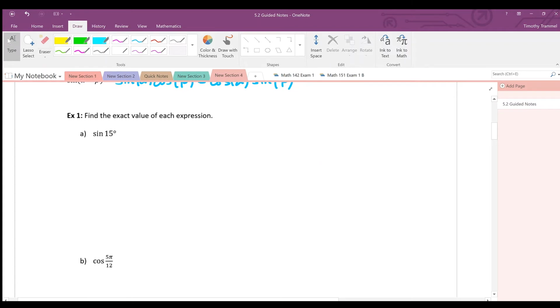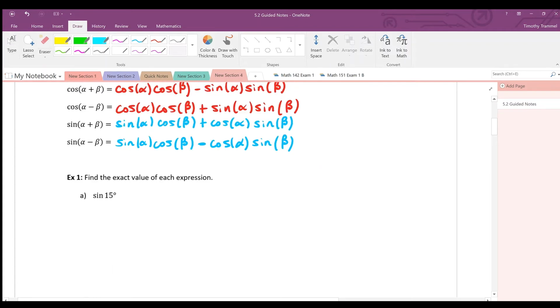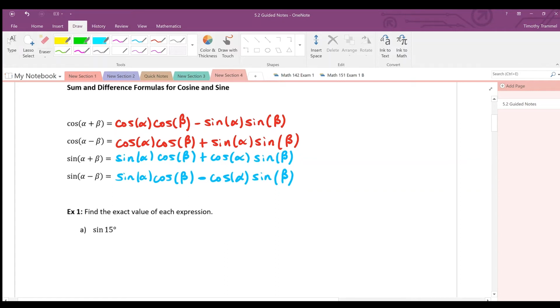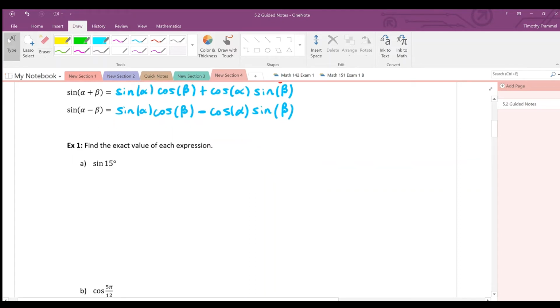Example 1, find the exact value of each expression. So we're going to see one application of these formulas here at the moment. There are many, but one of these is that now we can find the exact value of sine and cosine and tangent of varying angles. Not necessarily of every angle, but if we can rewrite 15 degrees in terms of some other common angles and apply one of the trig identities from above, we'll be able to find the exact value here of sine of 15 degrees.